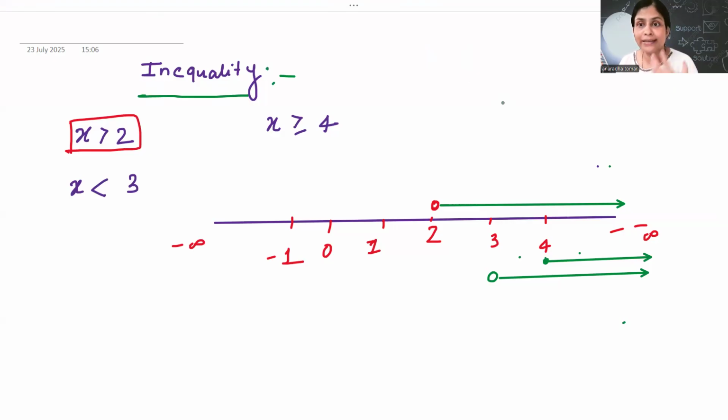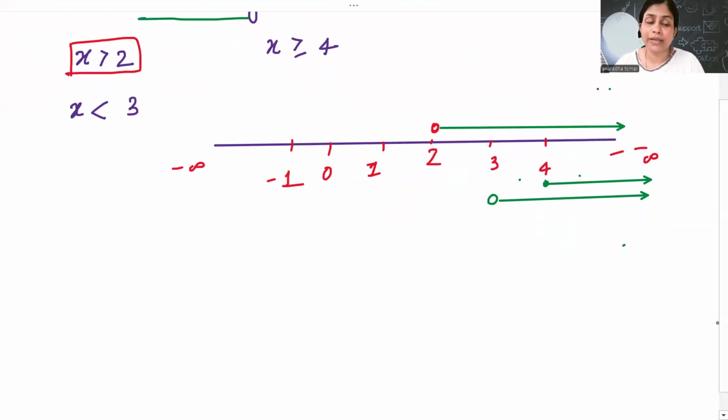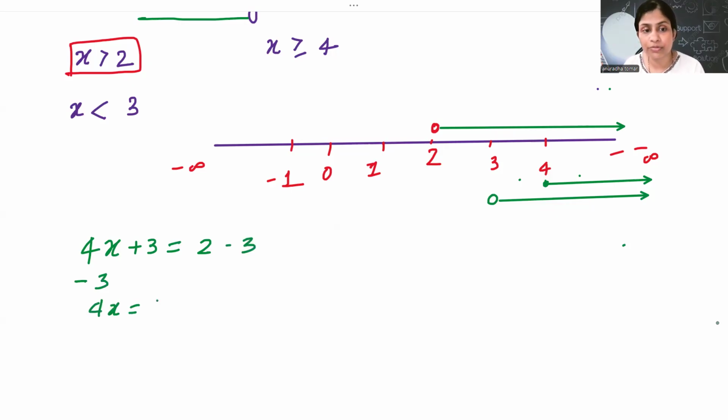Okay. So let's talk about how to solve inequality. Before we go into that, let's take an equality example. Let's say I have 4x plus 3 is equal to 2. You would have learned how to solve this. You will be subtracting 3 on both sides, and then you will get 4x is equal to 2 minus 3, which is negative 1. And then you will divide by 4 on both sides. So it will give you x equal to negative 1 over 4. That's how you solve equality.